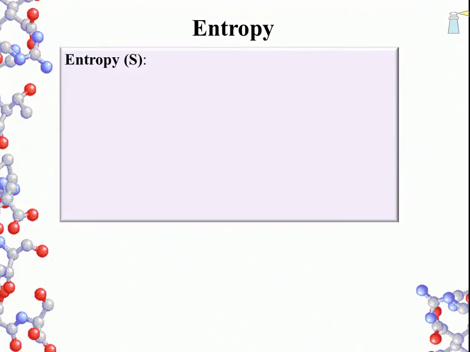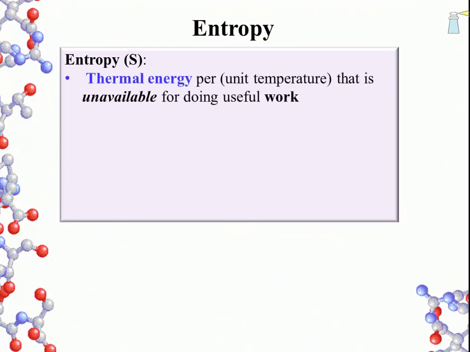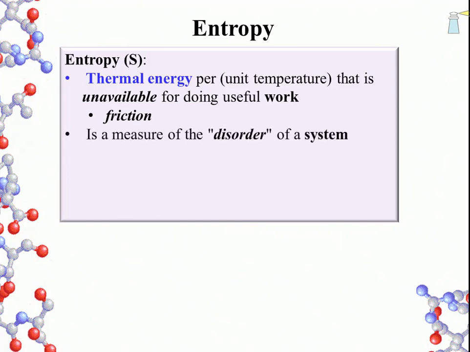Entropy, capital S, can be a little harder of a concept to grasp. Its rigorous thermodynamic definition is the thermal energy per unit temperature that is unavailable for doing useful work. Friction is an excellent example of such an energy. Almost every motion has some loss of energy to friction. That energy does not get put to work. Motion creates this friction energy. A more useful way to consider entropy is disorder. Entropy is a measure of the disorder of a system.